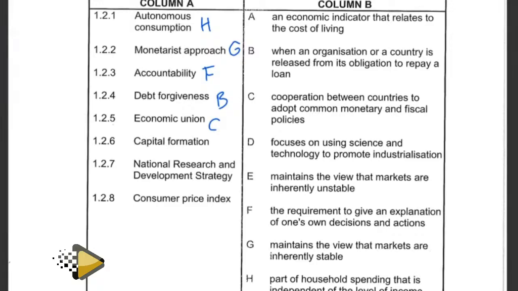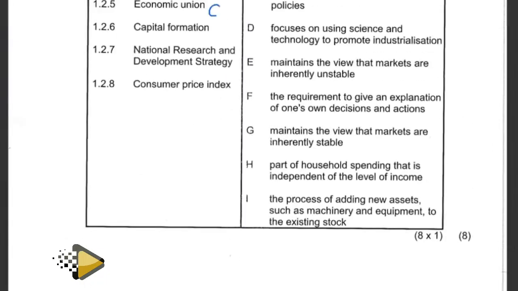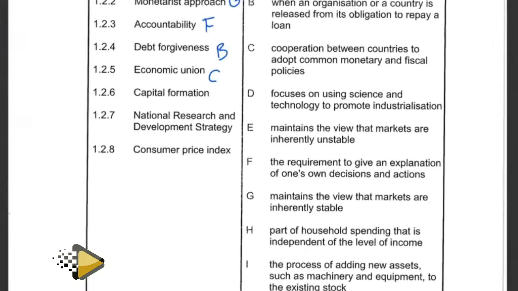The next question, 1.2.6, reads as follows: capital formation. When you talk of capital formation, if you still remember, under economics this is nothing but an investment. The appropriate answer for this question is going to be I, which reads the process of adding new assets such as machinery and equipment to an existing stock. Okay, grade 12s, now let's move on to the next question.